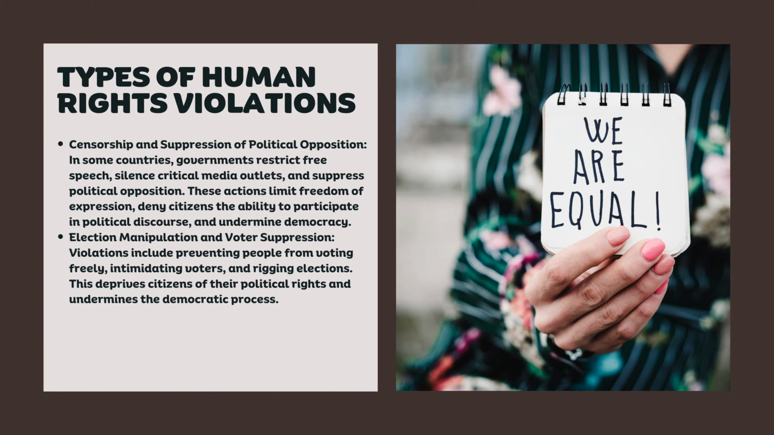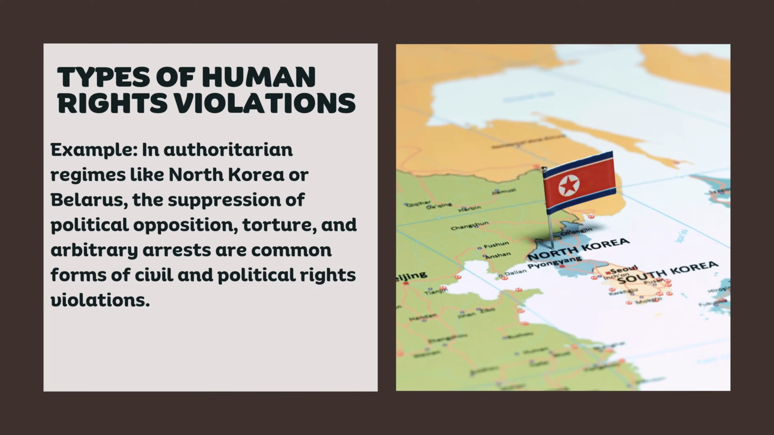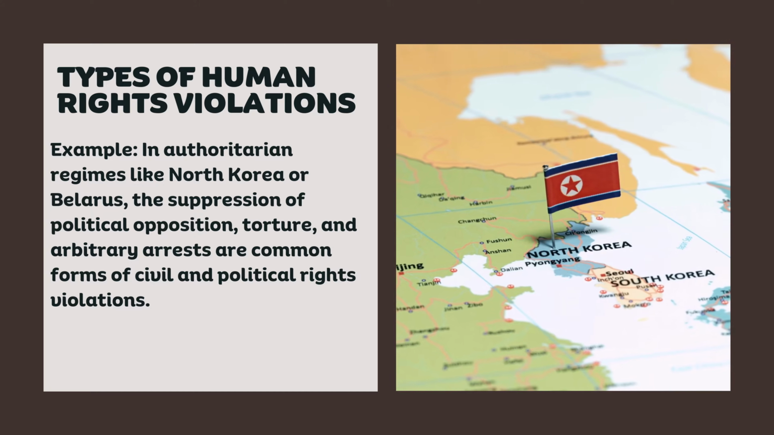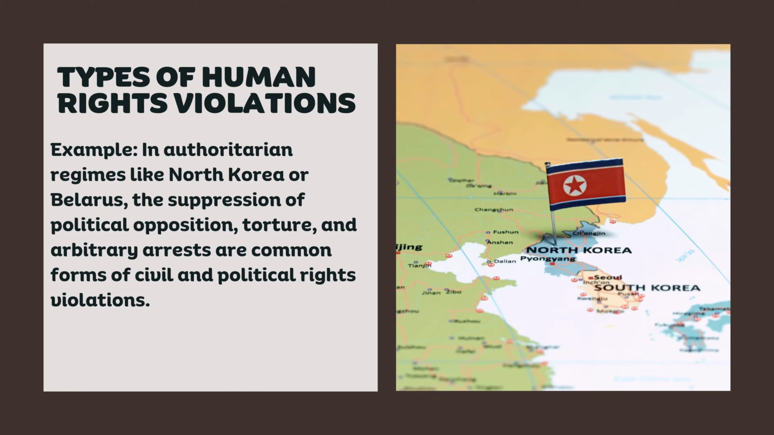Election manipulation and voter suppression. Violations include preventing people from voting freely, intimidating voters, and rigging elections. This deprives citizens of their political rights and undermines the democratic process. Example: in authoritarian regimes like North Korea or Belarus, the suppression of political opposition, torture, and arbitrary arrests are common forms of civil and political rights violations.